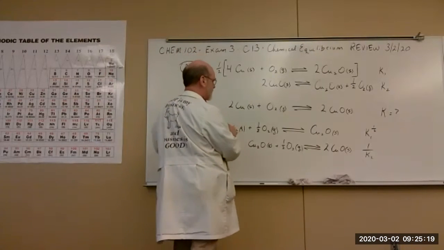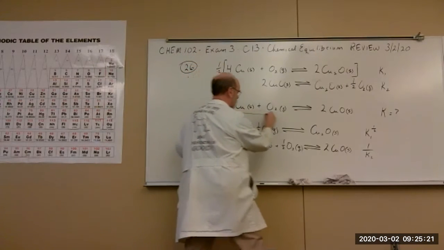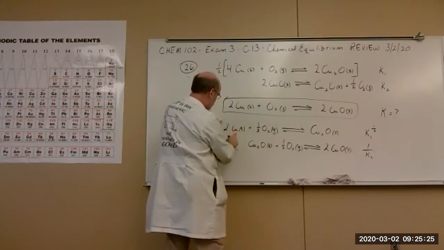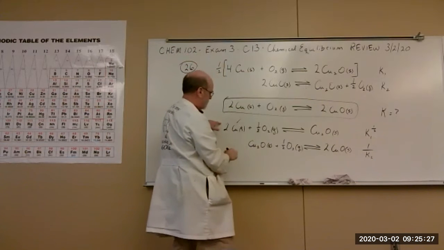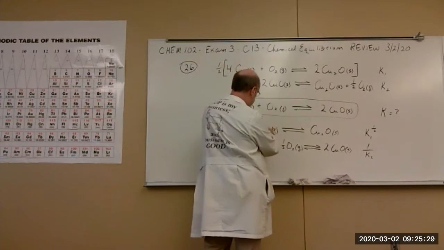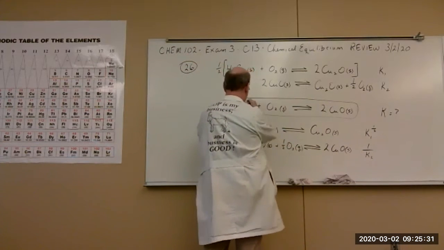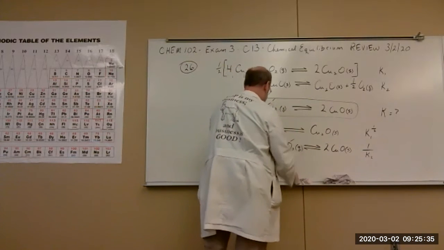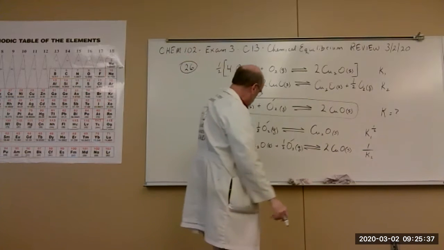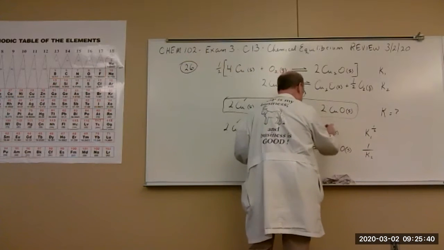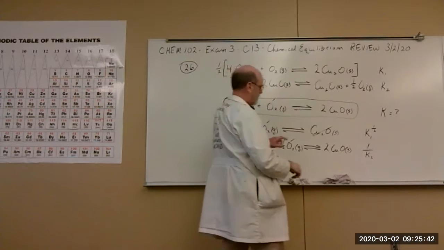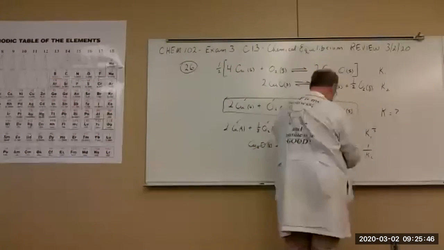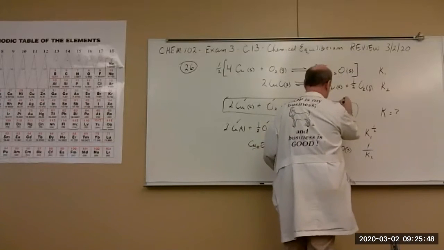So let's see if that adds up. This is our target. We got 2 coppers. Yep. We got a 1/2 an oxygen and a 1/2 an oxygen. That's good. We got a Cu2O on this side and a Cu2O on that side. Cancel. And we got 2 copper oxides on this side and 2 on this side.